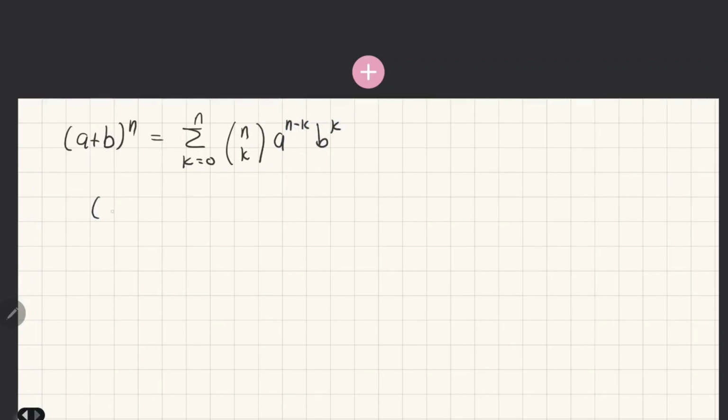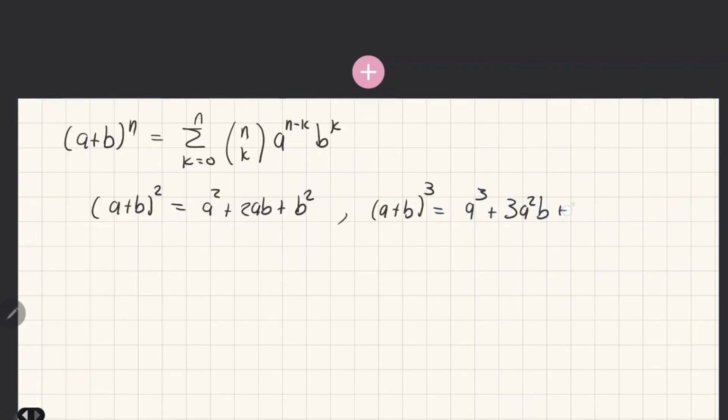So for example, we know that (a + b)^2 is equal to a^2 + 2ab + b^2, and maybe (a + b)^3 is equal to a^3 + 3a^2 b + 3ab^2 + b^3, right?